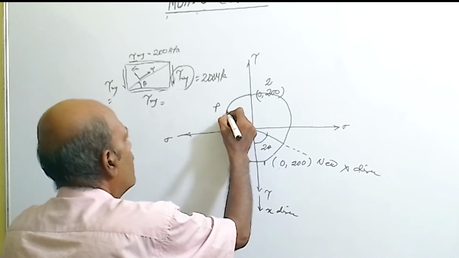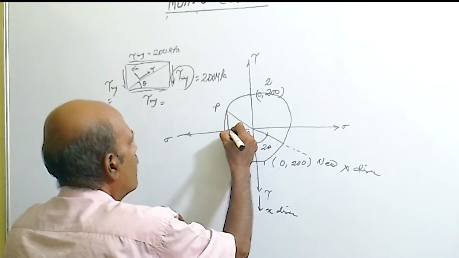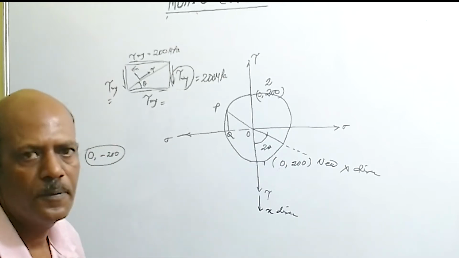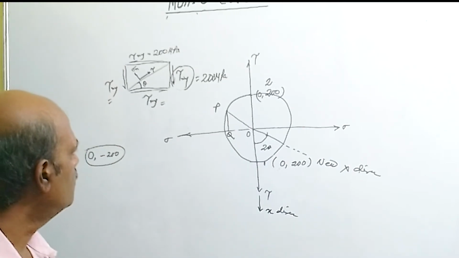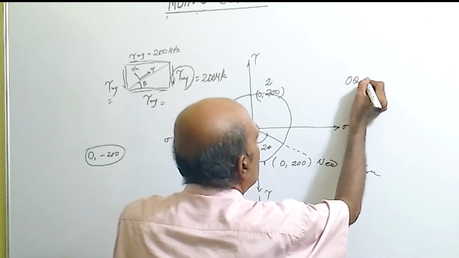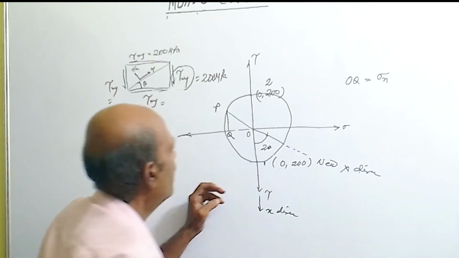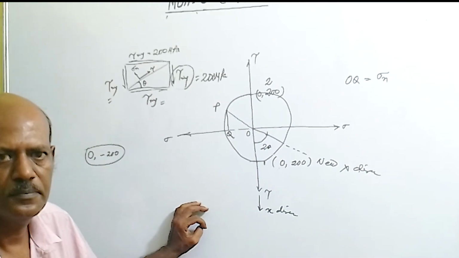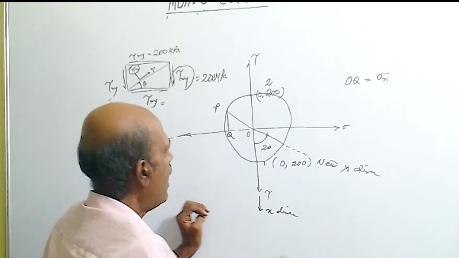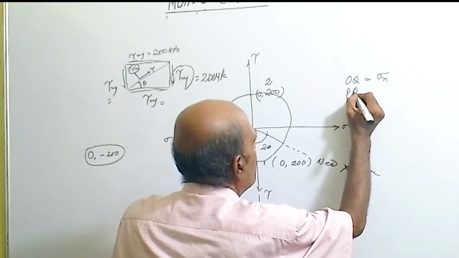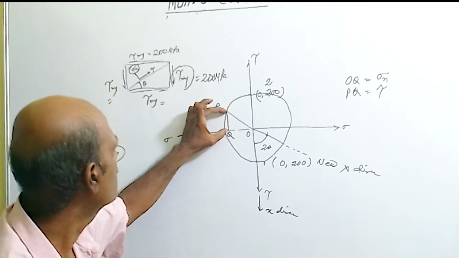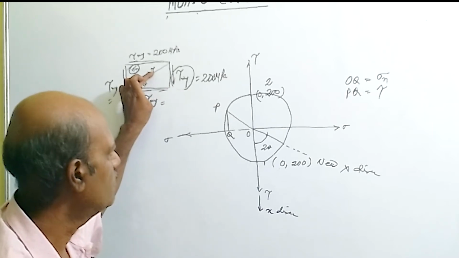And from this point, just drop the perpendicular on the sigma axis. This point will be your Q point. Now OQ, denoted by measurement, will give you the sigma n value on the inclined plane, and measure PQ, it will give the tau value, that is, the shear stress.